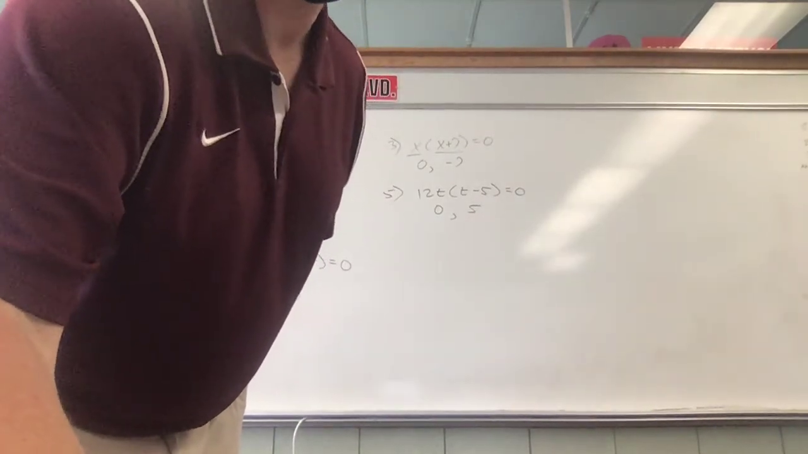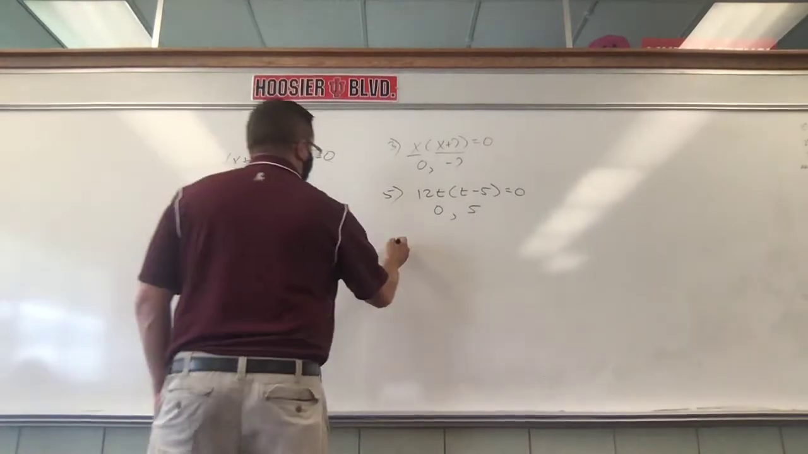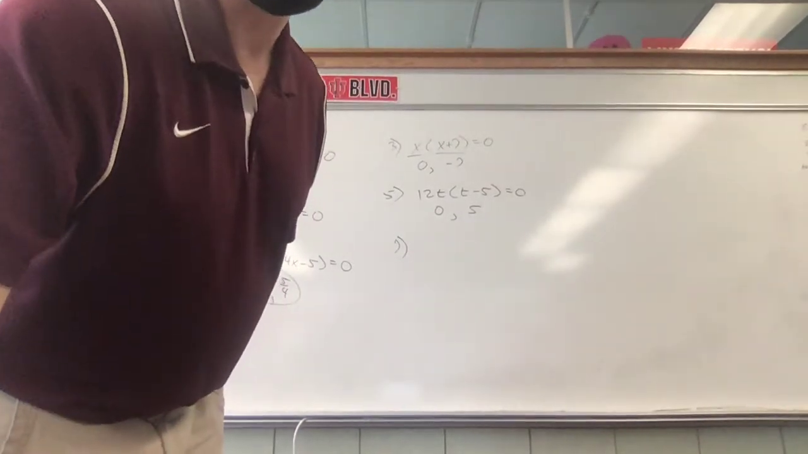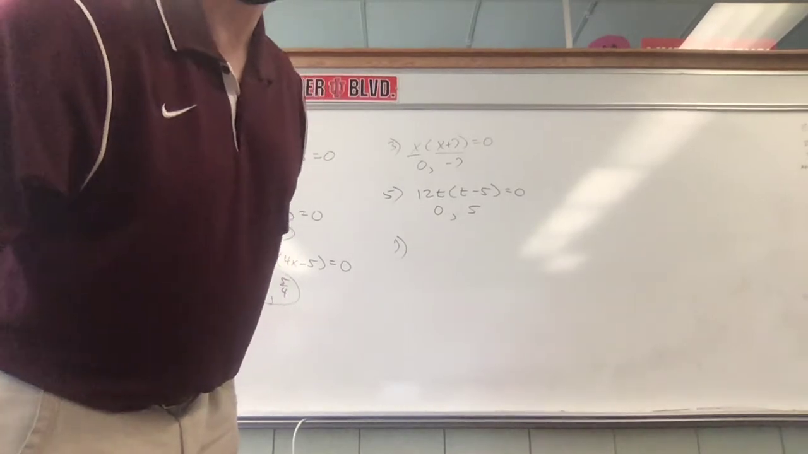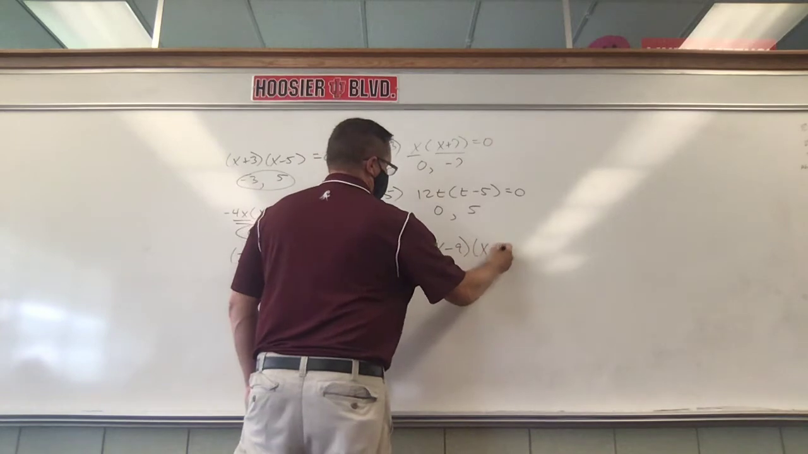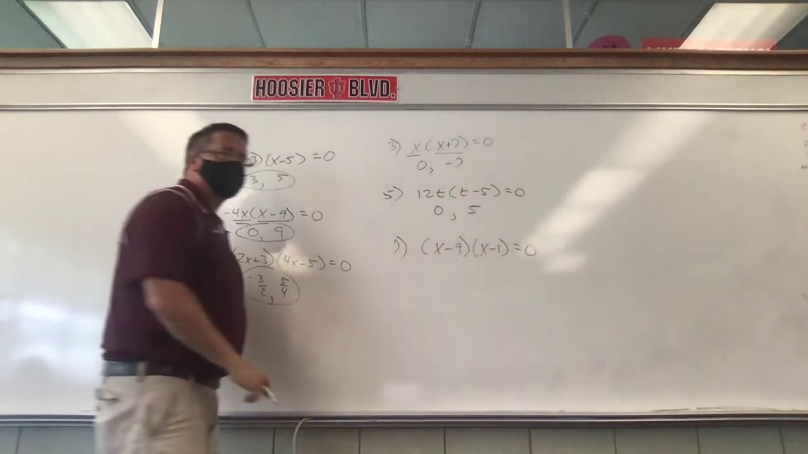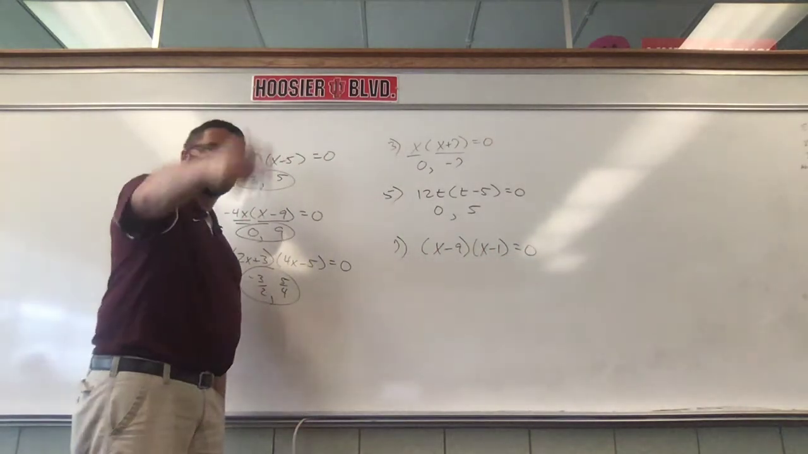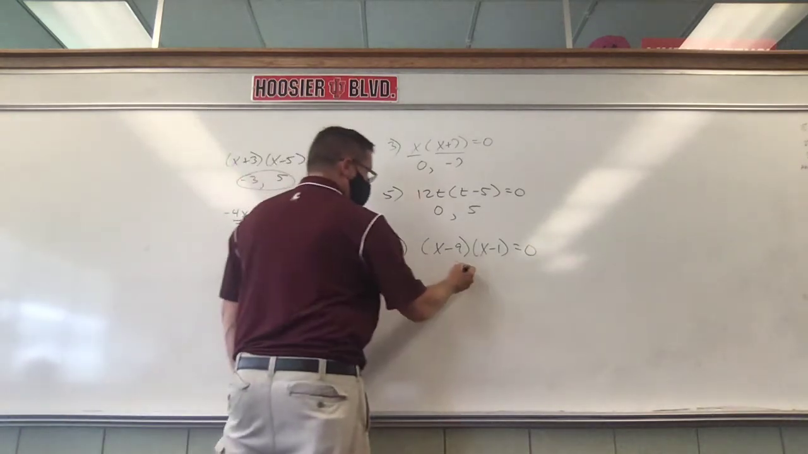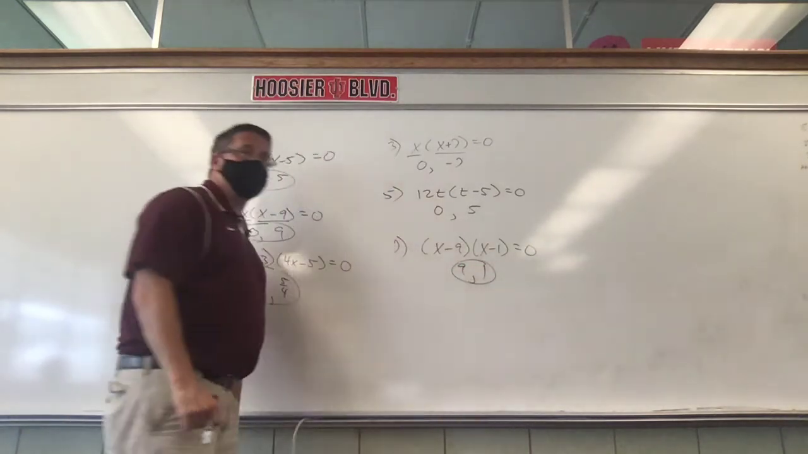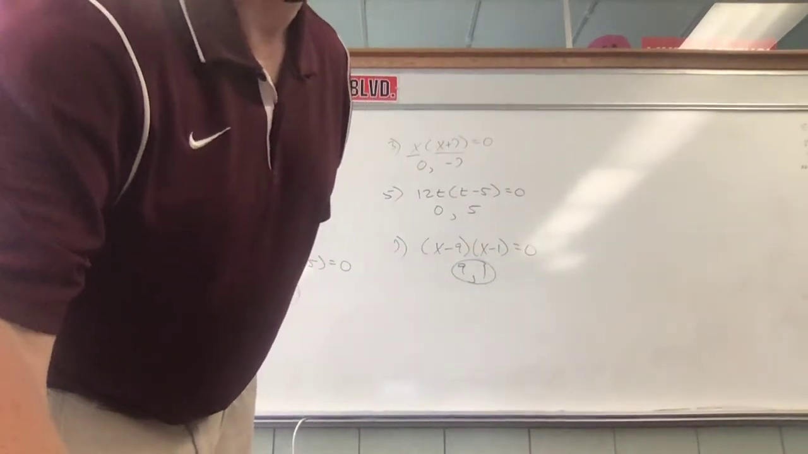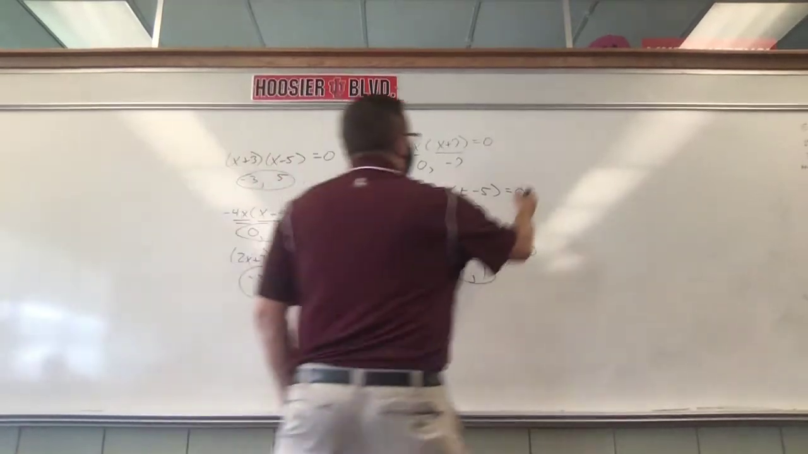Number 7. We have X minus 9 times X minus 1. What are the answers? 9 and 1. You showing your work? You don't need to. You shouldn't have to show your work on these. I think this is the easiest one of this section. It's going to get tougher at the end.